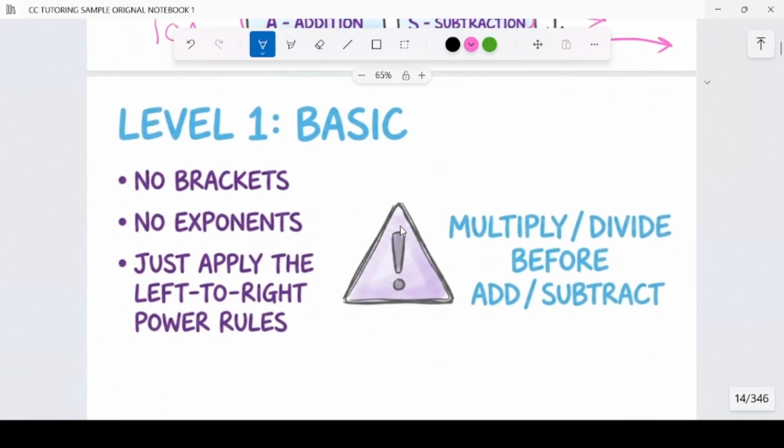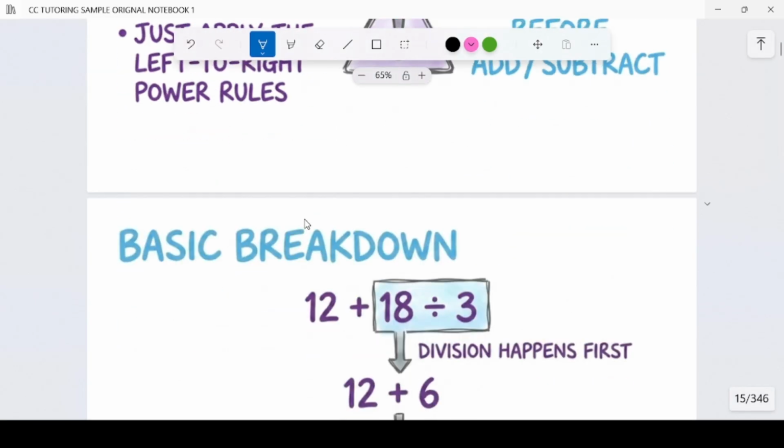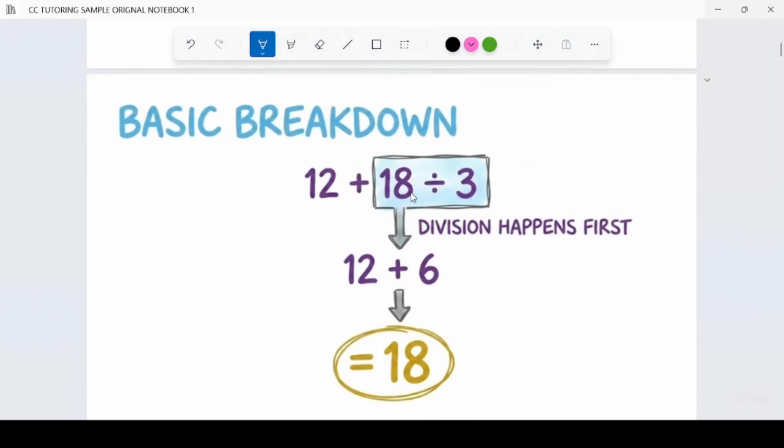Then, at level 1, there are a few questions that I have made. You just have to look at all these questions, and I hope you'll get everything. So this is a very basic question. I'll solve it according to BODMAS. First of all, step number 1, I'll write BODMAS.